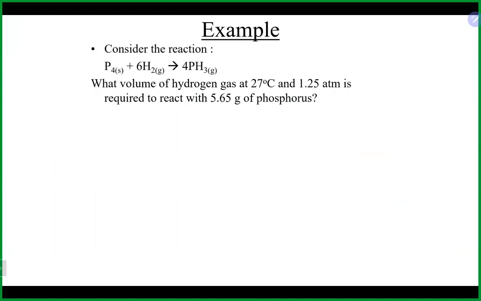So consider this reaction. What volume of hydrogen gas at 27 degrees Celsius and 1.82 atm is required to react with 5.65 grams of phosphorus? I believe a couple of numbers will be helpful. Phosphorus 30.97 and hydrogen 1.008. All right, take a few minutes, see what you come up with. Again, follow those steps, see what you come up with.